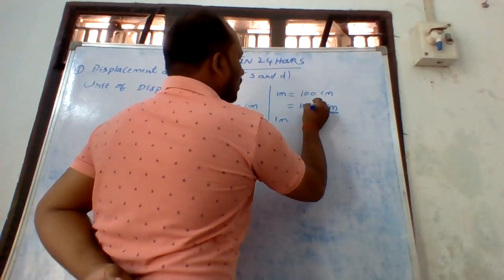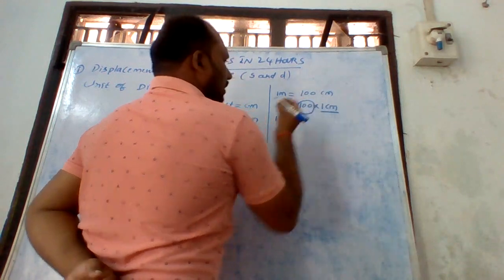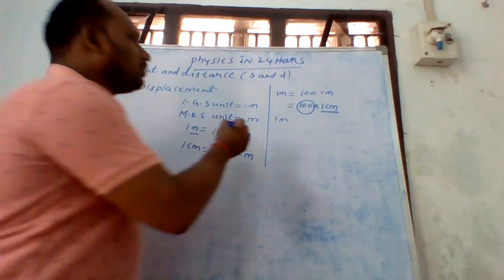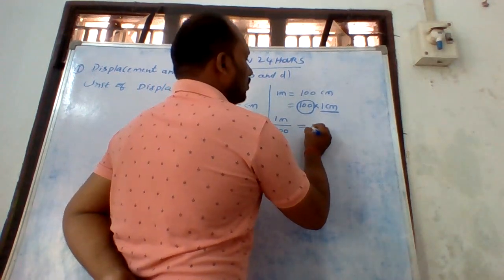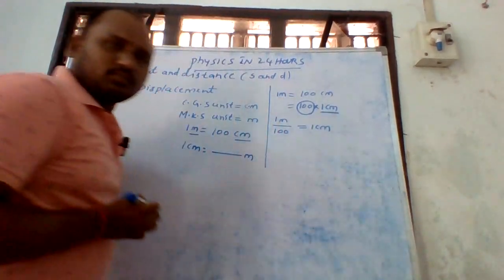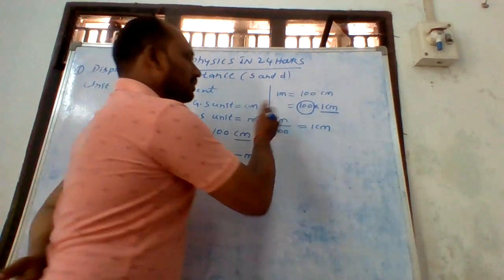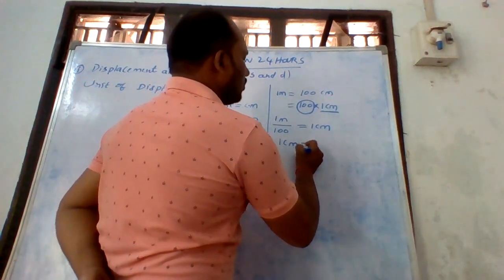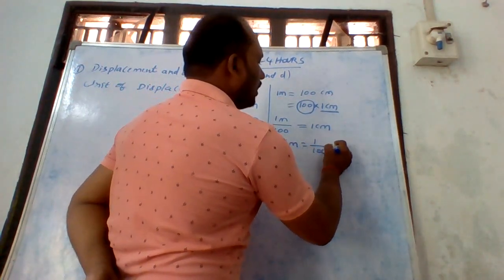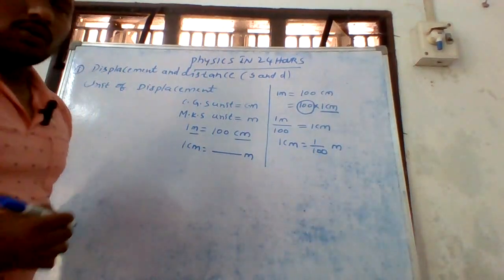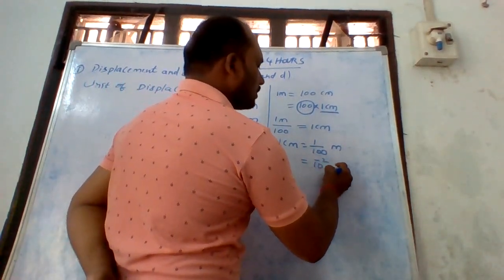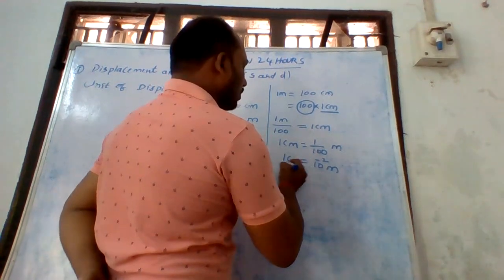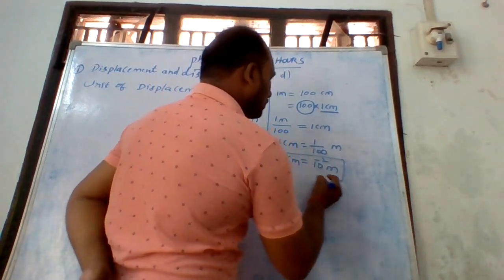So 1 meter, this is what here? This is the multiplier. Come to this side, what will happen? It is divided. So 1 meter by 100 is equal to 1 centimeter. Now reverse it. So 1 centimeter is equal to how much? 1 by 100 meters. So we evaluate 1 by 100, which is 10 power minus 2 meters. So 1 centimeter is equal to 10 power minus 2 meters.